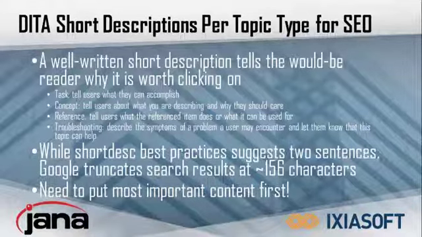And by the way, when it comes to search engines like Google, while short description best practices suggest you should have 2 sentences, what you saw there with the earlier IXIASOFT example from the search result is that Google will automatically truncate search results at around the 156 character point. So you really need to put the most important content first. So you may have 2 sentences to display, everything you might want to, but realize that from an SEO perspective, you need to put the most important stuff first. Next slide, please.